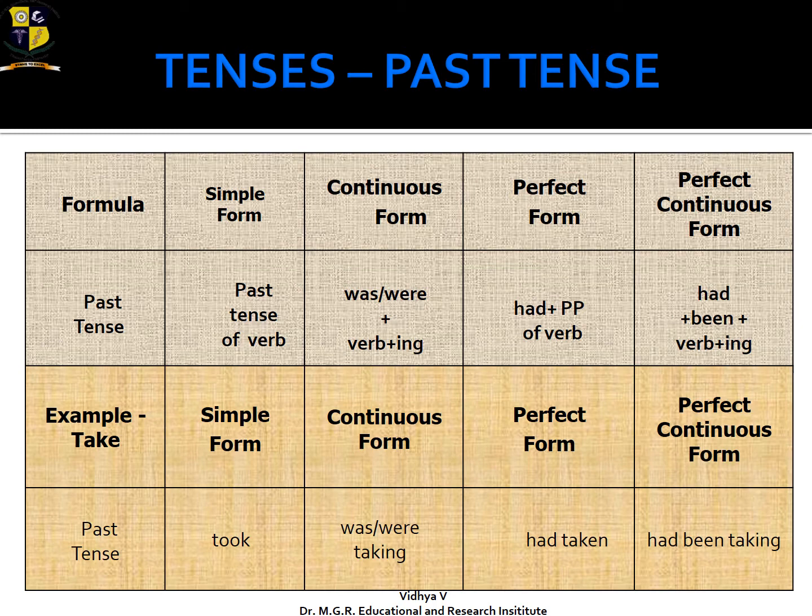So the formula for past tense: simple is simply the past tense of the verb, and continuous is was or were, and you add ing to the verb. Perfect is had with the past participle of the verb, and perfect continuous is had plus been plus verb and ing. Again with the example of take we'll see. The past tense of take is took, so that becomes simple past. Next, continuous will be was taking or were taking. Perfect is had taken, and perfect continuous is had been taking.